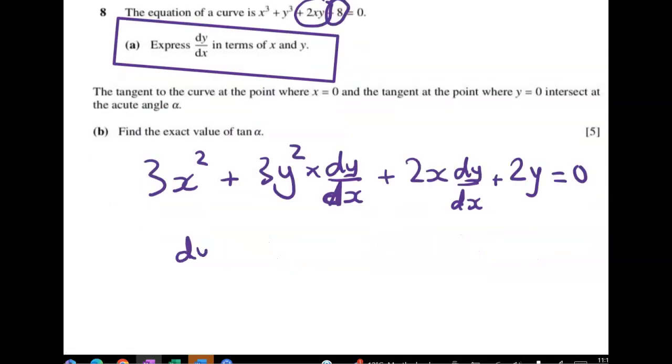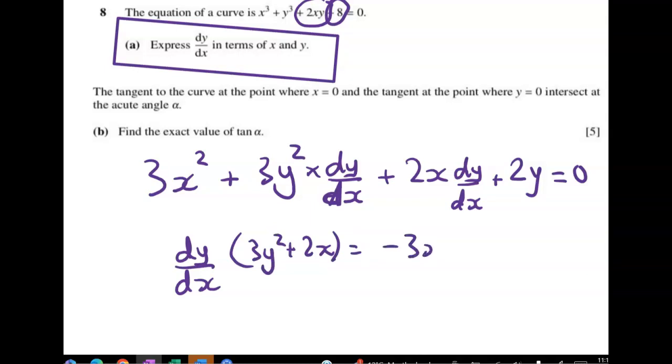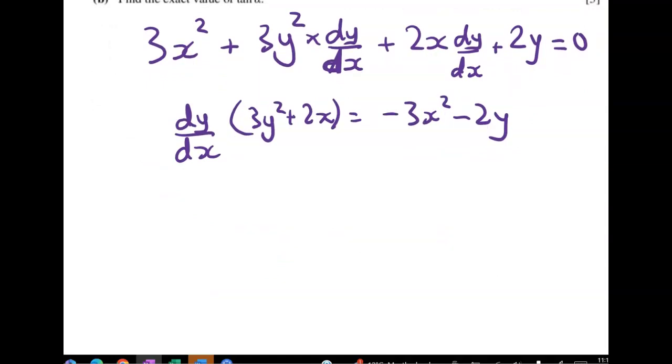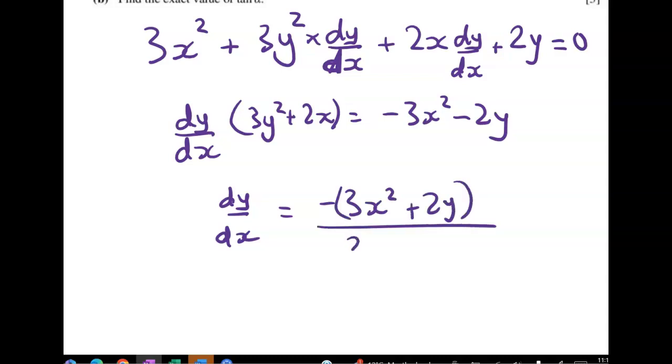Now, quickly collecting up like terms, we get dy by dx into 3y squared plus 2x is equal to negative 3x squared minus 2y. I'm doing this bit quickly because I think most of you are pretty confident with implicit differentiation by now. If you're not, go and watch one of the slower implicit videos. So the last step in here is to say that we can write dy by dx as, well, we can leave it like that, or we can factor out the negative, and then we get 3y squared plus 2x. So as usual, there's some kind of nice symmetry stuff going on in there.